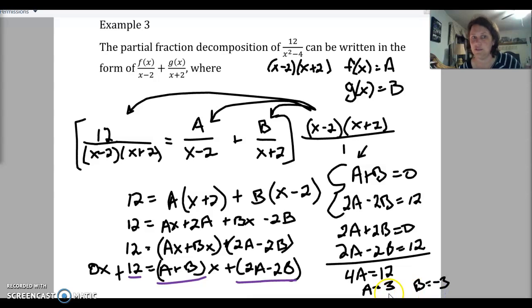So on this particular question, all they're asking for is what is f of x and what is g of x. So I would just go back and I would say f of x is equal to 3 and g of x is equal to negative 3. And that's all you need to do for that one.